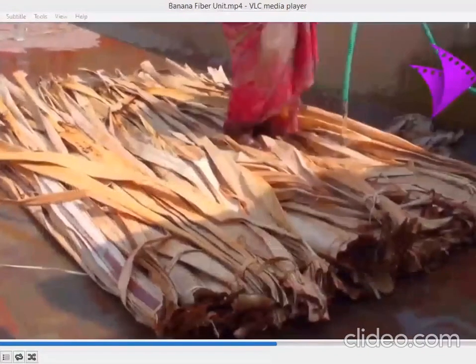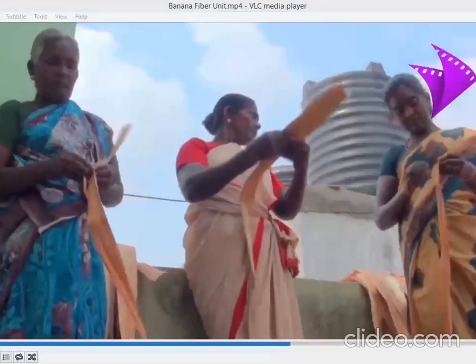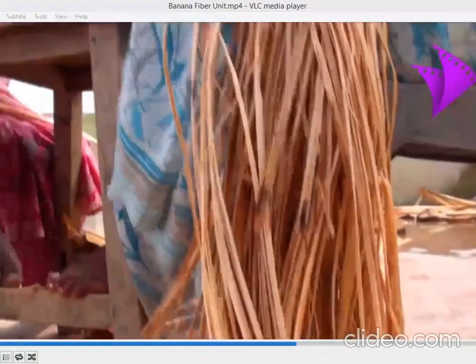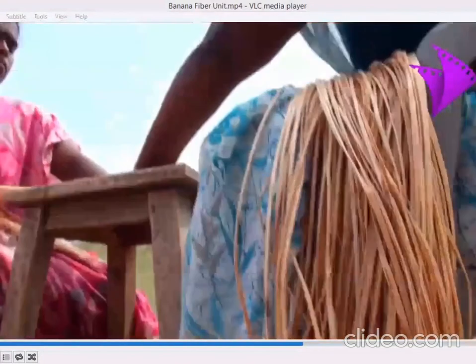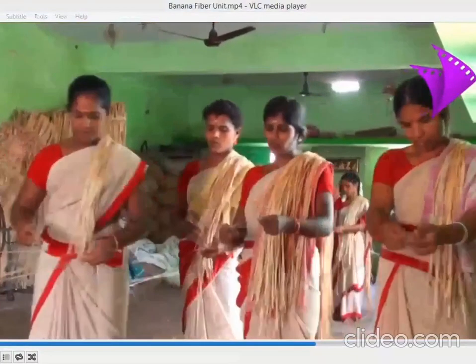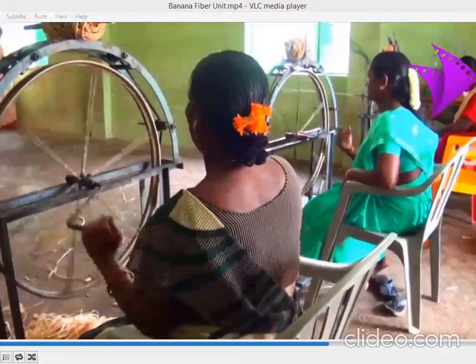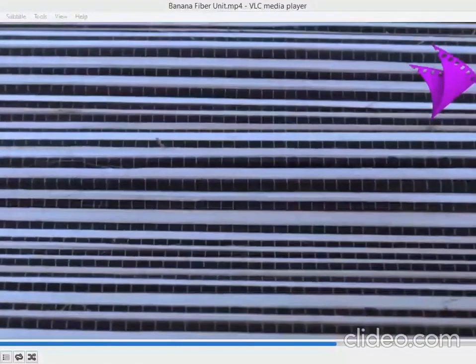The outer layer of banana is soaked in water. Once soaked, it is then separated into layers. The separated layers are peeled into segments using a simple technology. These thin layers are spun into banana thread using hand-operated spinning machines. These banana fiber threads are used to make various products.